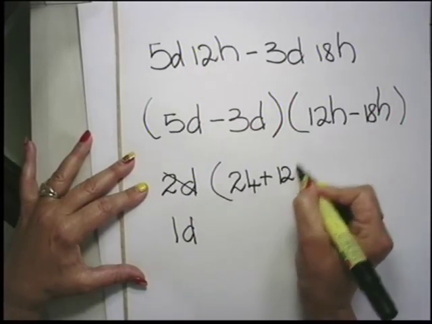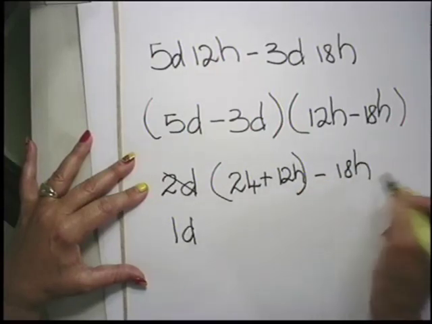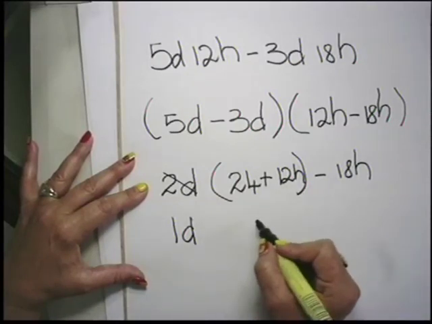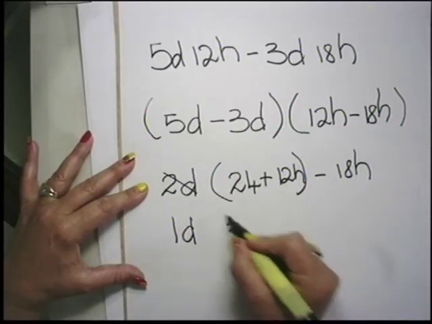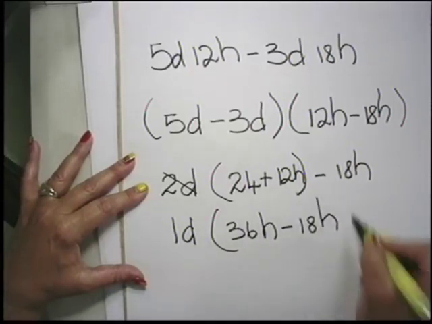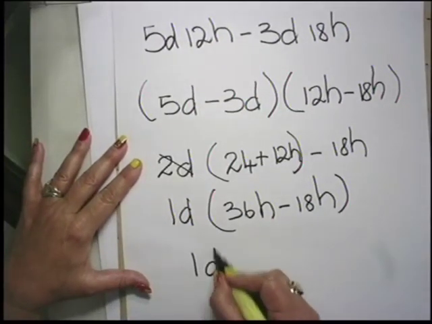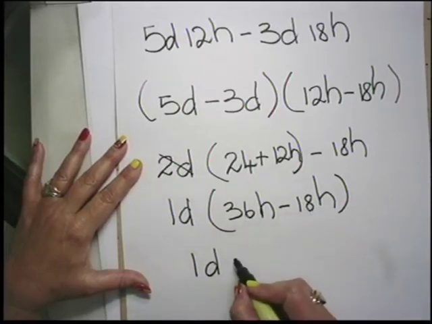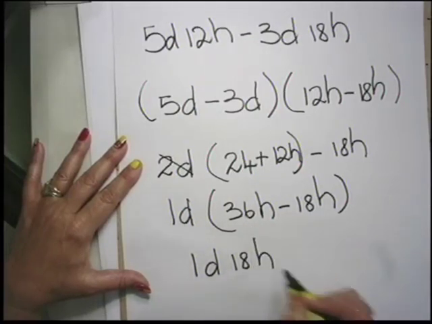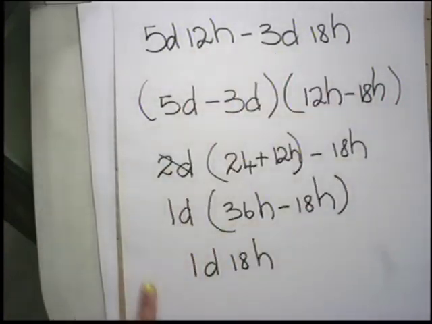Now plus the 12 hours minus my 18 hours. 24 plus 12 gives me 36 hours minus 18 hours. Meaning 1 day, 36 minus 18 is 18 hours. So 5 days, 12 hours minus 3 days, 18 hours gives me 1 day and 18 hours. Thank you.